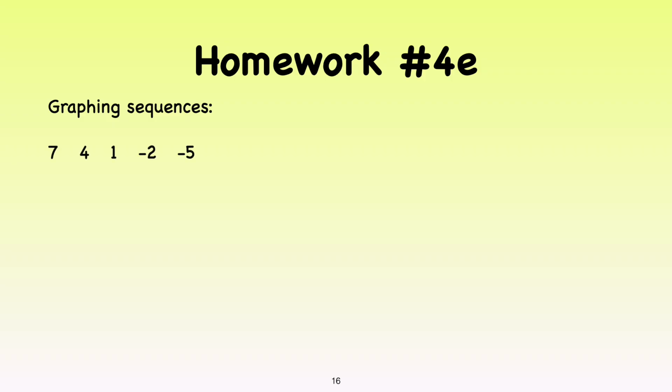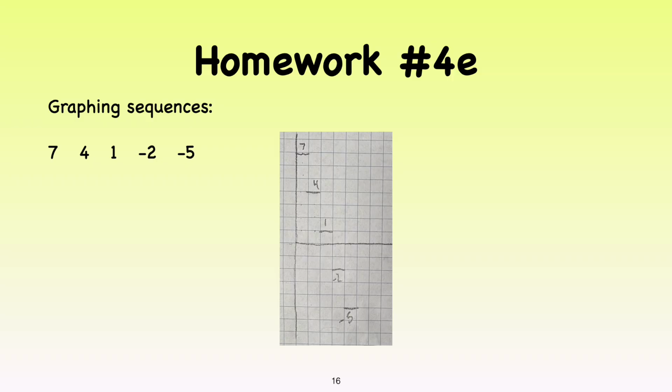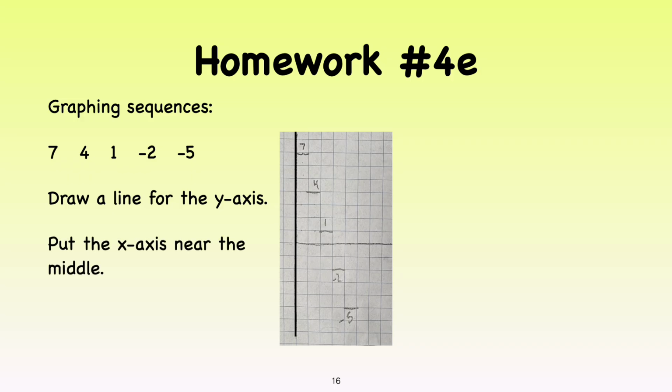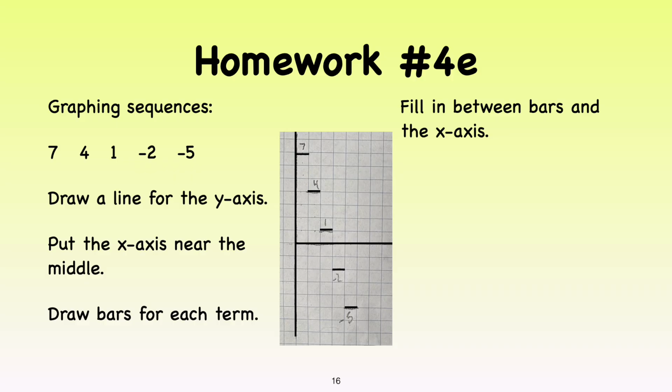First, here's the sequence for 4e. Now, you're going to see my graph, and then I'm going to overwrite how I did this. So, first of all, here's my almost finished graph. The first thing I did was draw a line for the y-axis. Then, I put the x-axis near the middle. And then, I drew bars for each term, 7 and 4 and 1 and -2 and -5. There's my bars. And then I fill in between the bars and the x-axis.